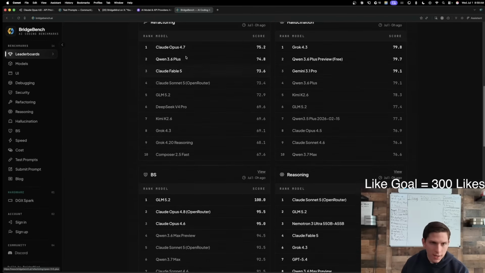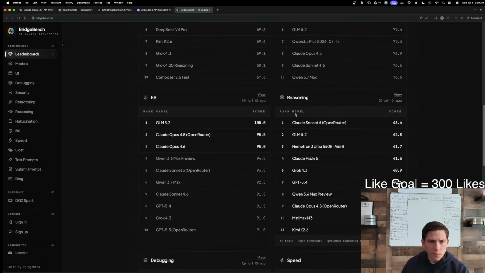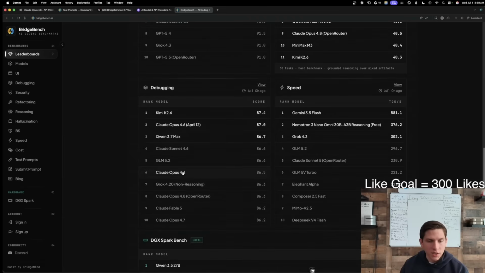It does okay in refactoring, but it doesn't really perform well on the hallucination bench. It does perform decent on the BS bench. A lot of Claude models do. Opus 4.8 scores really well on BS bench, so Sonnet 5 does as well. It does score better than Sonnet 4.6 on the BS bench. On debugging, it is not even in the top 10. On speed, it does get 5th in speed.